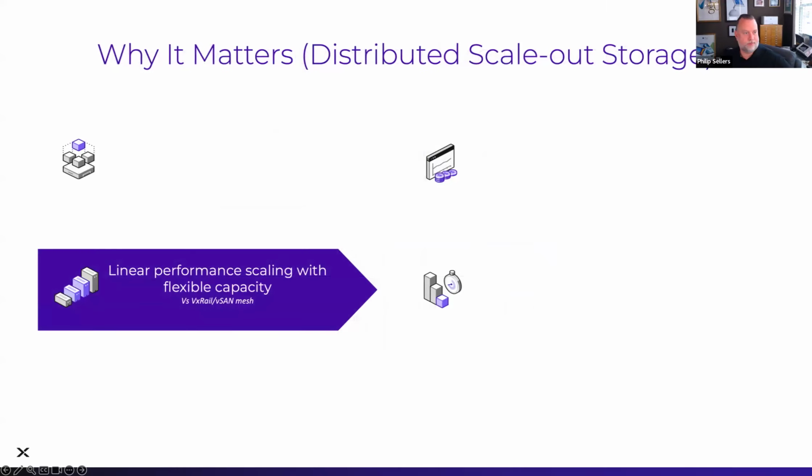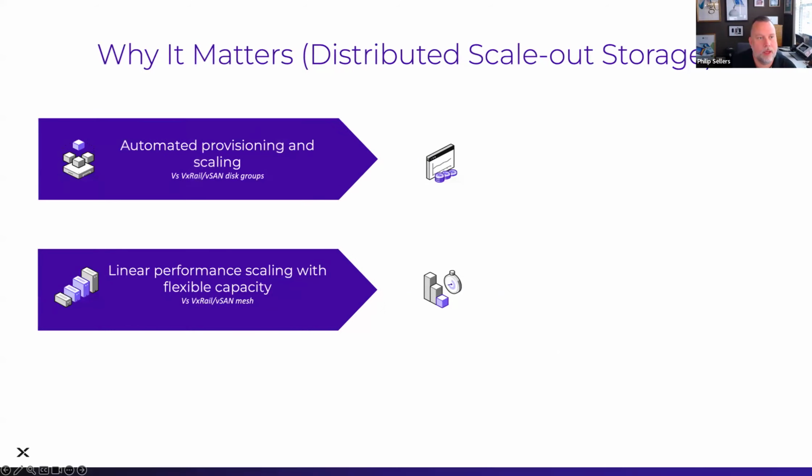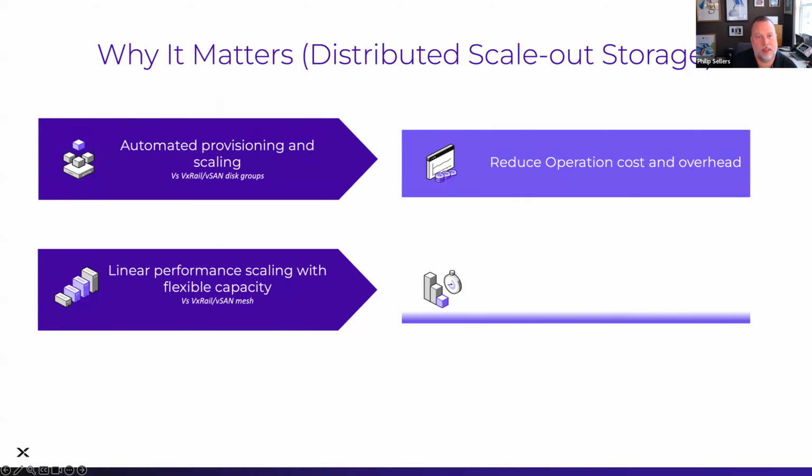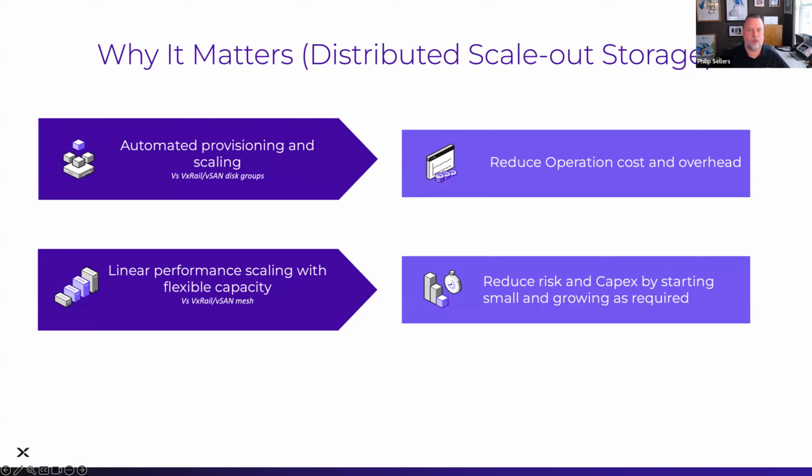So why does it matter? Linear performance scaling with flexible capacity. This is a differentiation from their competitor. You've also got automated provisioning and scaling, and those give you 2 outcomes: reduced operational cost, and they reduce risk and the CapEx by allowing you to start small and grow as required.